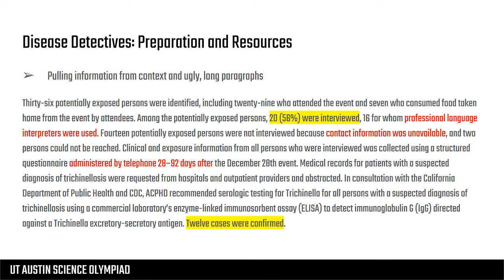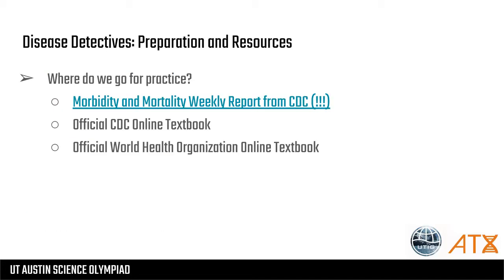And as you can see, there is a mention of ELISA. Actually, this is unintentional, but just in a random paragraph from a random case in the CDC weekly report, they mention the ELISA test. And as a middle schooler, you don't need to know the mechanism, but you shouldn't be completely confused when you see that. So where do we go for practice for disease detectives? Morbidity and Mortality Weekly Report from the CDC is my favorite place to go. In fact, we're going to go there right now.